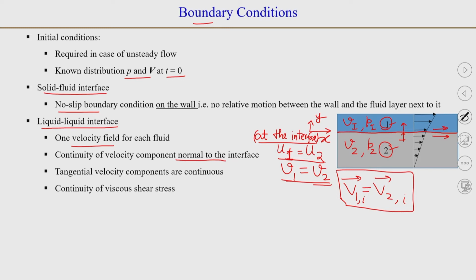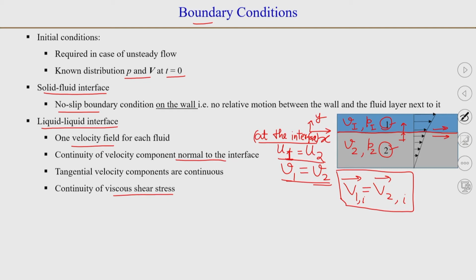Now, this interface will also be in a mechanical equilibrium. So, the forces acting on it should also balance each other. So, at the interface, because it is a surface, the forces acting will be the surface forces. So, shear stresses which are tangential to the interface, viscous shear stresses, they will be continuous.